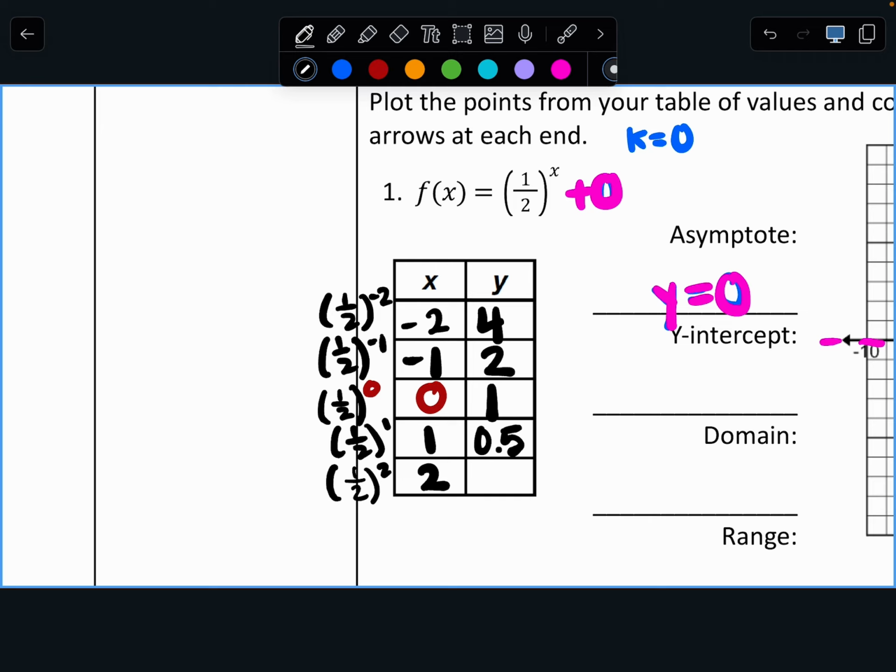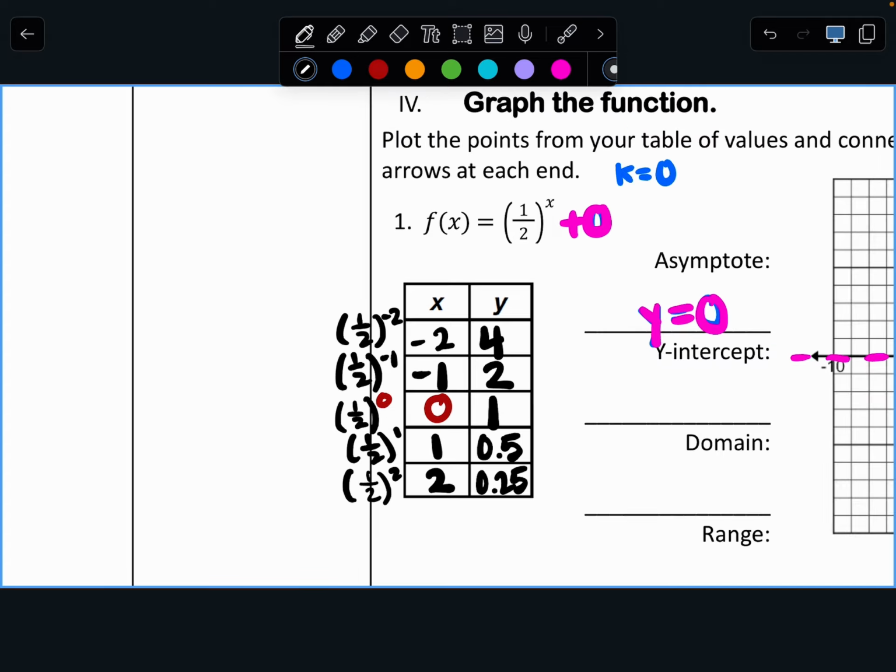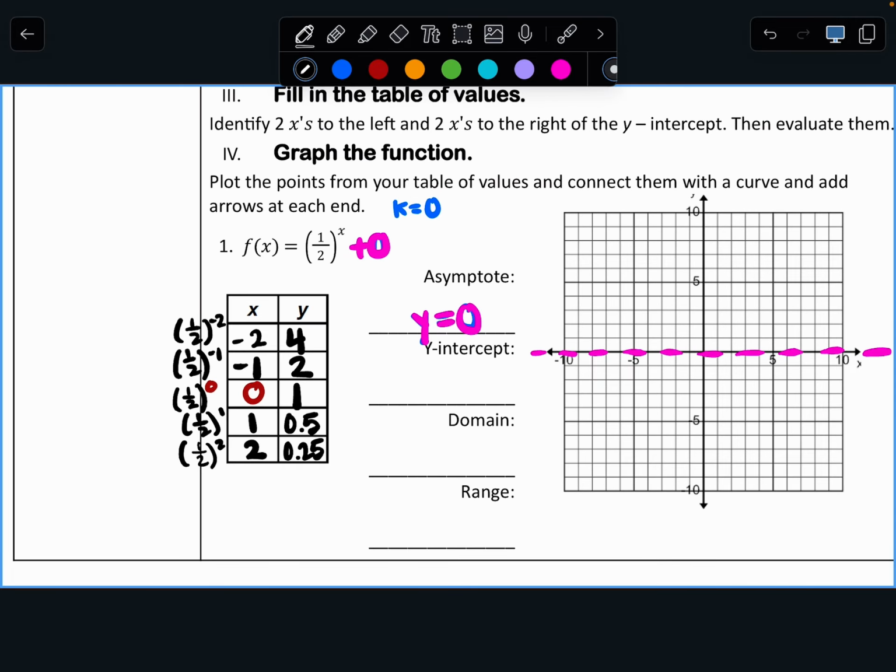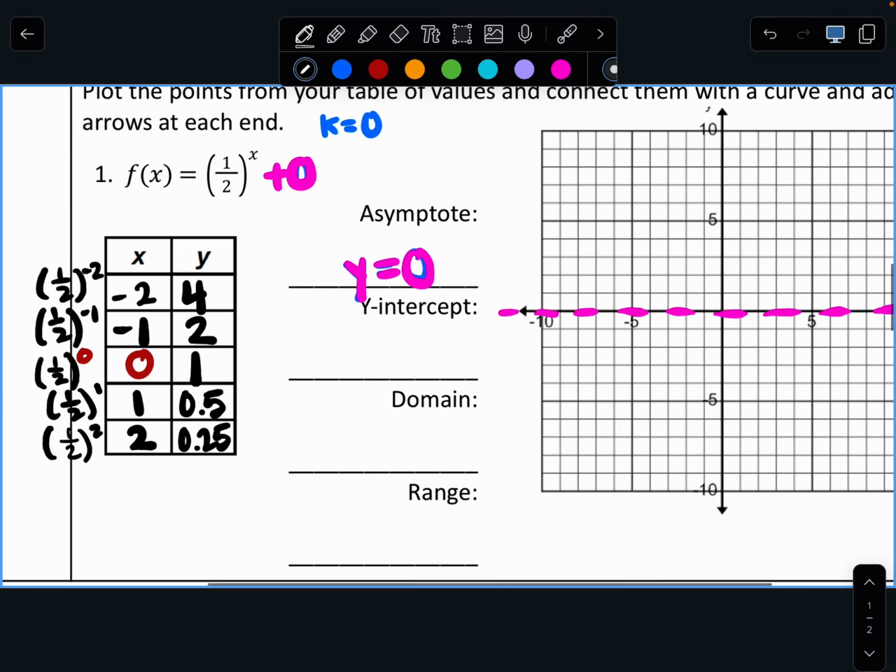1/2 to the power of 2 is going to be 1/4. So now I have my points, and I can plot them on the graph. So my y-intercept is 0, 1. Then I have -2, 4. -1, 2.